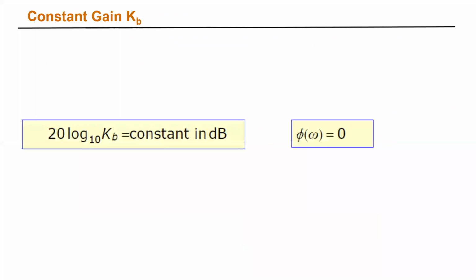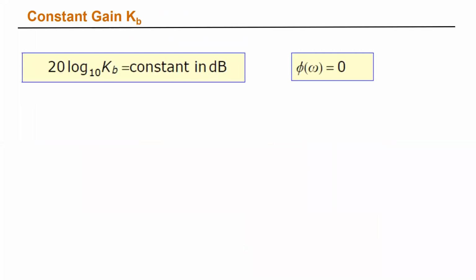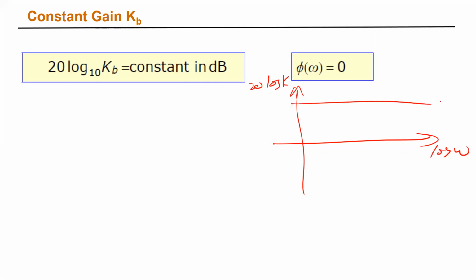So let me start with the constant. If I have a constant, then 20 log of the constant will be what? It's going to be constant. If I sketch it, with log omega on the axis and 20 log of K, it's going to be a constant line if K is positive, and the phase is going to be a 0 angle, isn't it? What will happen if K is negative?